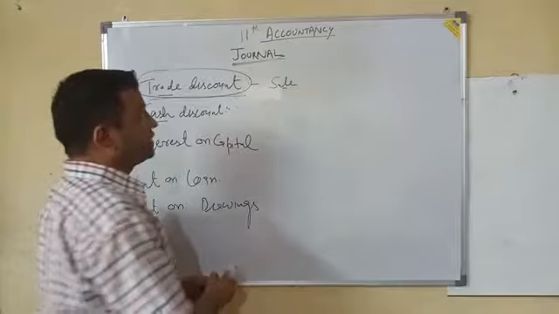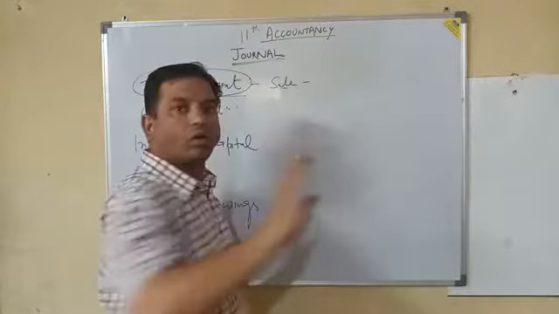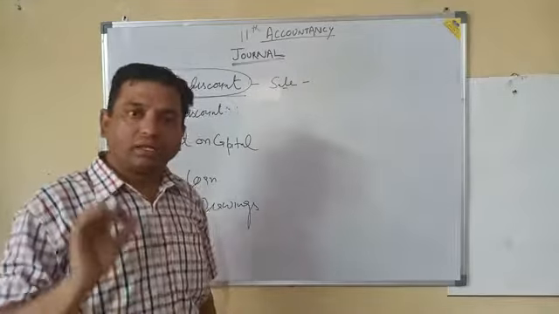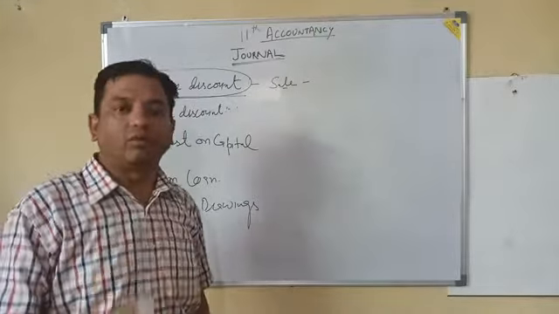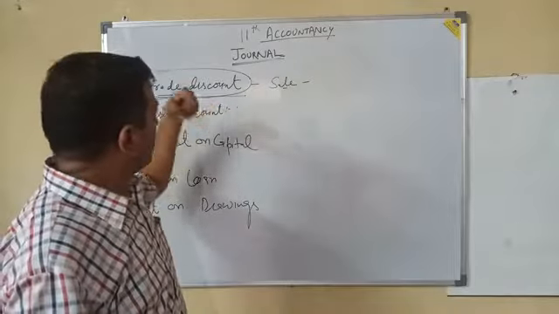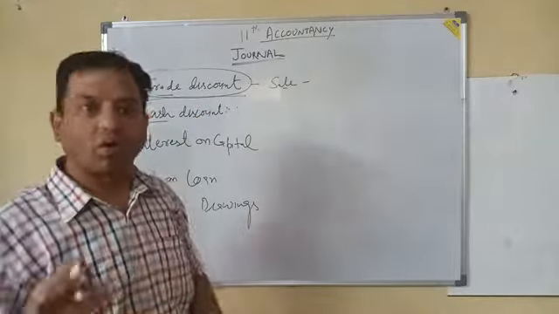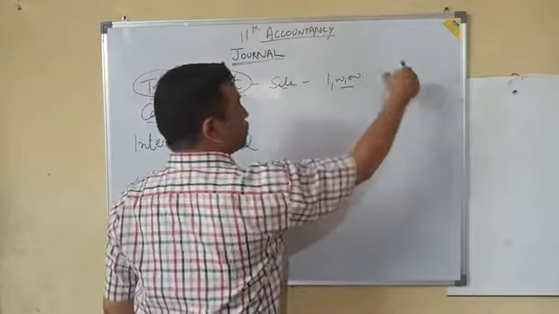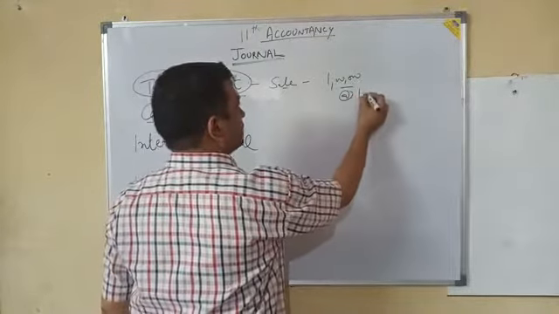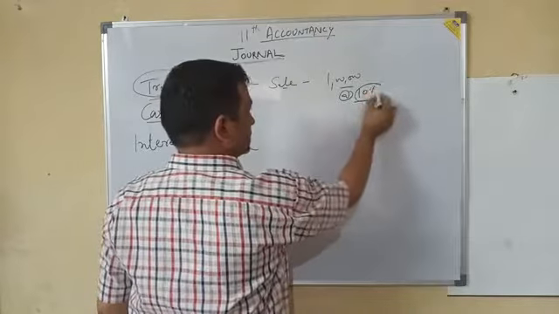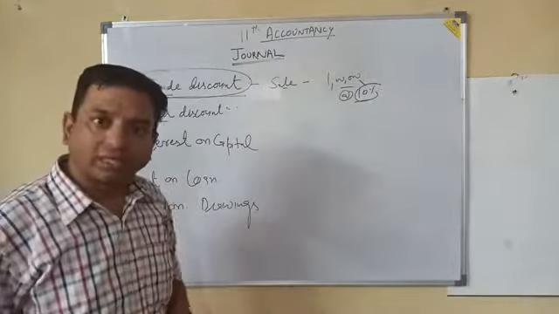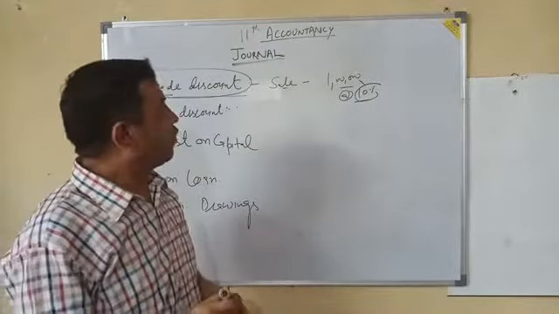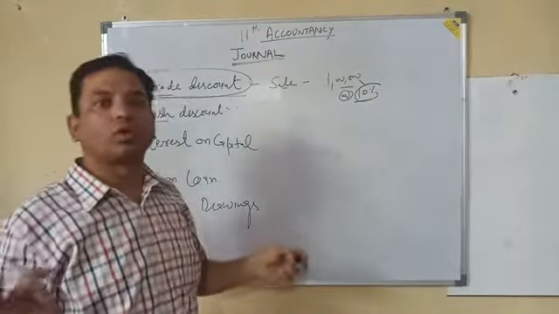And let me tell you, trade discount is not recorded at all in the books. Why? Because when the invoice is made, the amount which is exempted by the seller will not be recorded. Like, suppose goods costing 1 lakh rupees are sold to someone at the rate of 10% discount, then 10% of 1 lakh will become 10,000 and the net entry of 90,000 will be made, not of 1 lakh. The 10,000 will not be shown anywhere.